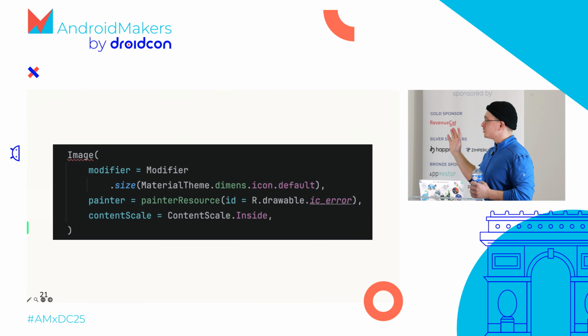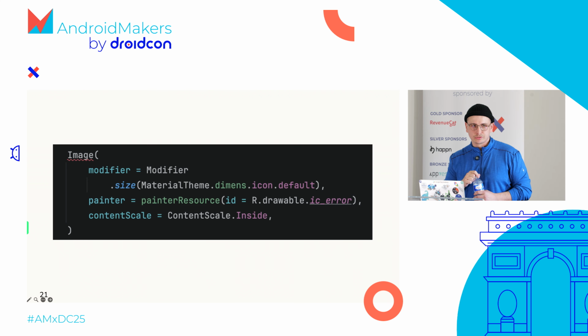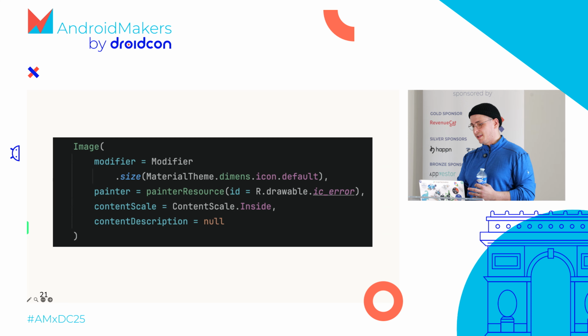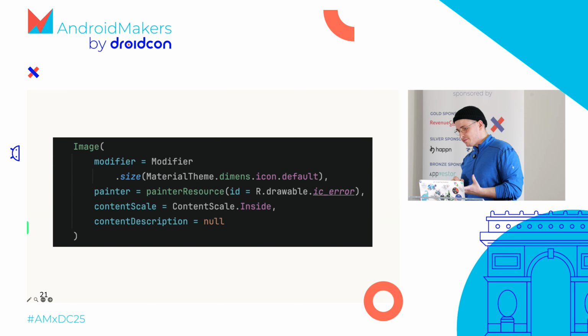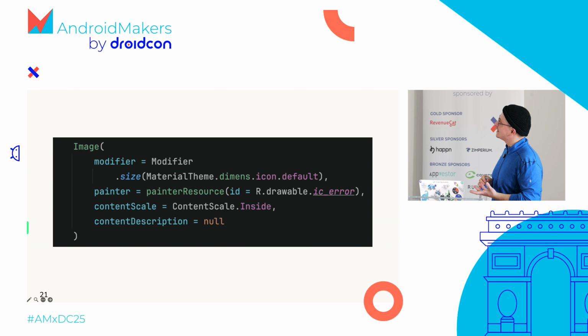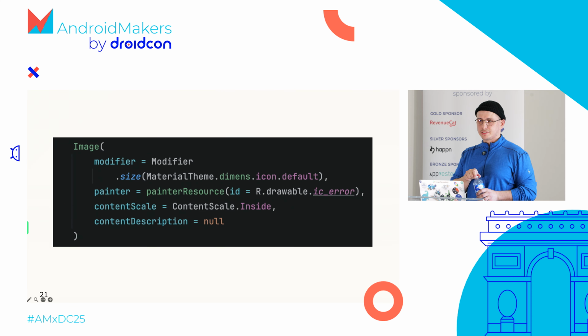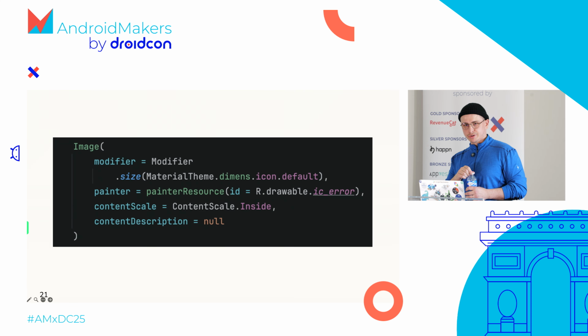In XML, we just did not put a content description, and then assistive tech would just ignore it. But in Compose, we actually have to explicitly specify and say it's null. By doing that, yes, it's fixed, so the image will be ignored. But some of you may notice already: how can I test it? Because so many people rely on content description to see if the element is being rendered on the screen in their tests.